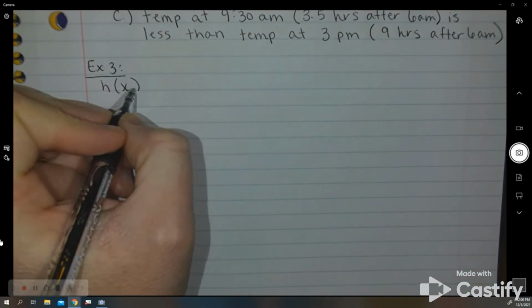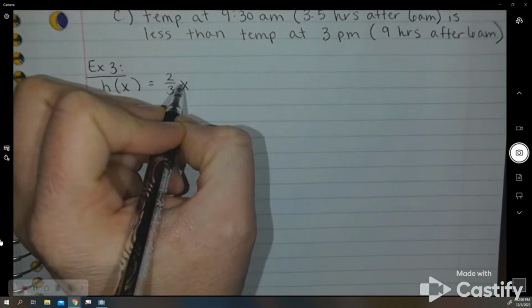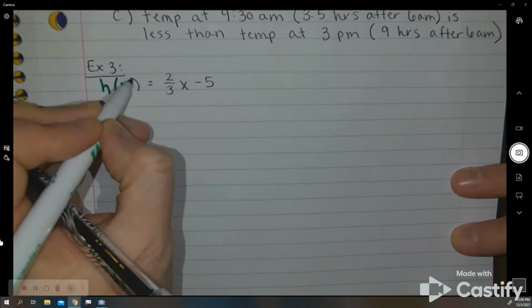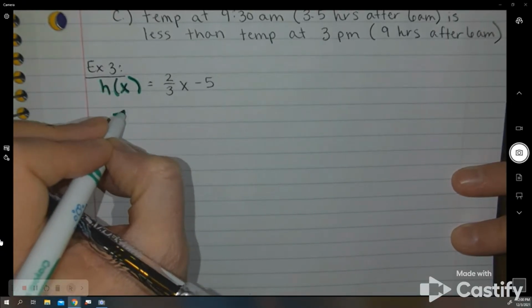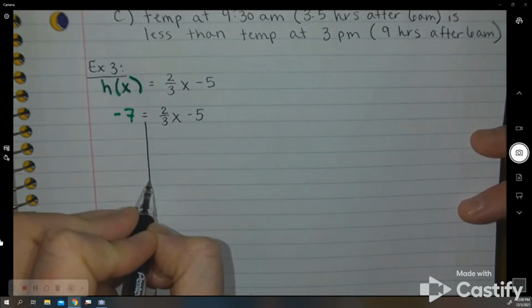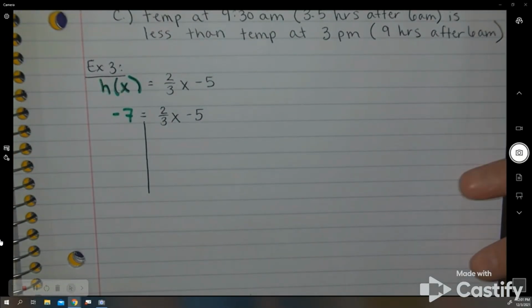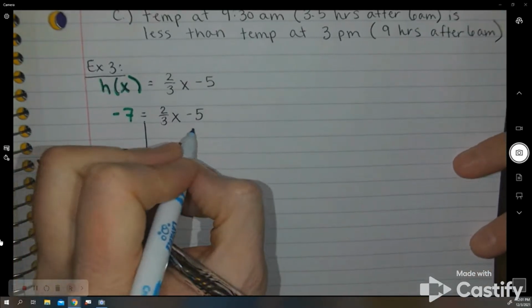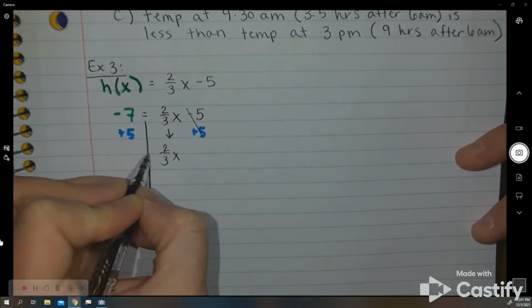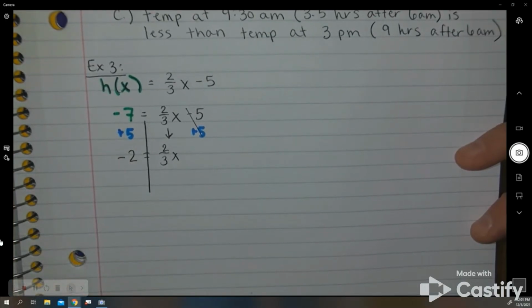So h of x equals 2/3 x minus 5. And since we know h of x equals -7, according to what they want us to double check, we're going to plug in -7 there. And then we're going to use our solving equation skills from previous lessons to figure out what this is going to be. So first thing I want to do is undo this addition here and add 5 to both sides. So that makes 0. We have 2/3 x equals -7 plus 5 is -2.